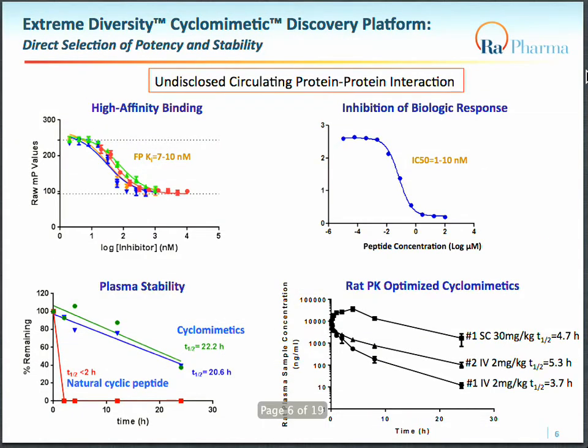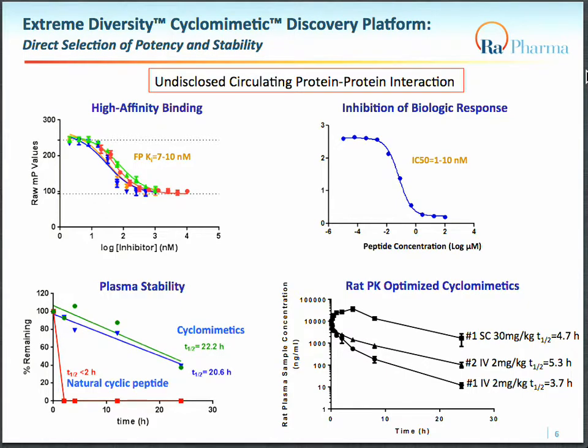I'm going to skip this one and get to this one. So this is a slide that summarizes one of our more advanced programs. This is an undisclosed circulating protein-protein interaction. In this case, we're looking to come up with a synthetic replacement for a monoclonal antibody. So directly from selection, this is the top left here, these are our hits that we get out of this screen. So these are 13 amino acids. We've read DNA, gone and made them.